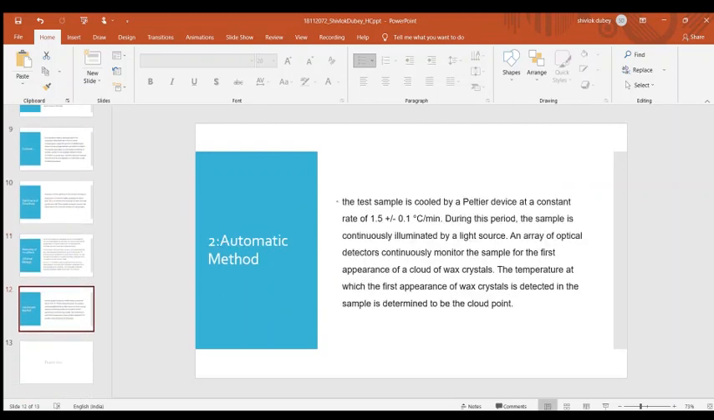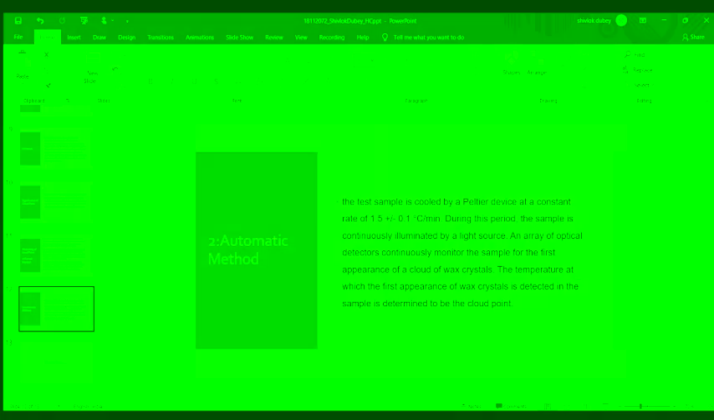And the second method is the automatic method. In this method, the test sample is cooled by a Peltier device at a constant rate of 1.5 plus or minus 0.1 degrees centigrade per minute. During this period, the sample is continuously illuminated by a light source. An array of optical detectors continuously monitors the sample for the first appearance of a cloud of wax crystals. The temperature at which the first appearance of wax crystals is detected in the sample is determined to be the cloud point of that sample.